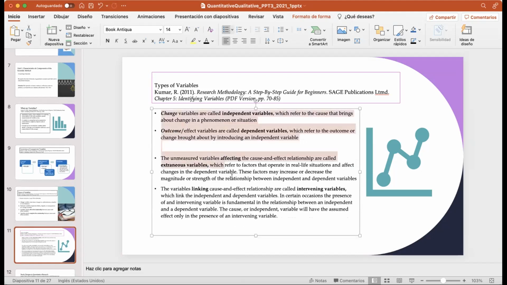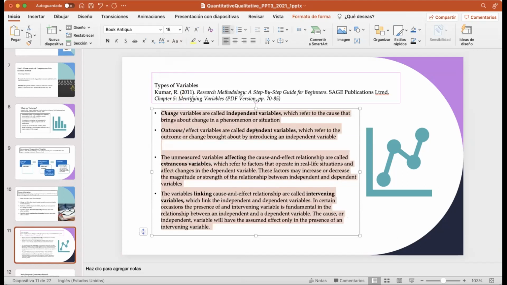So change variables are called independent variables, and those who already had some experience reading about quantitative research might have read about them. Independent variables are well known in research. Those are change variables. Those introduce the cause. So those are the cause of a phenomenon, which refer to the cause that brings about change in a phenomenon or situation. The outcome variables are the dependent variables.